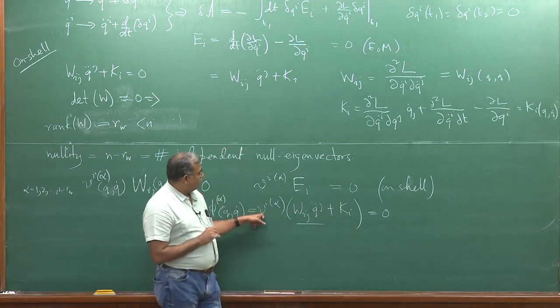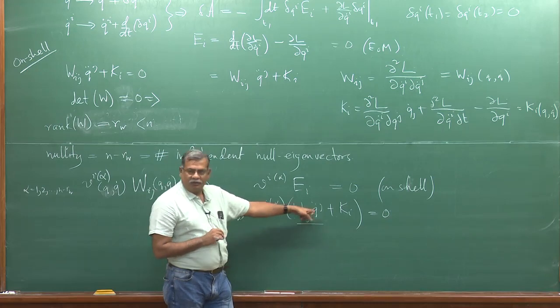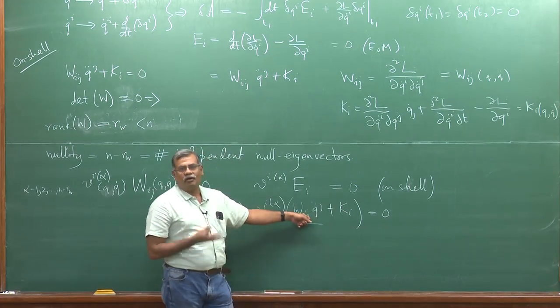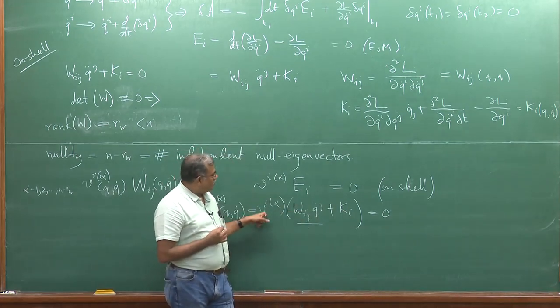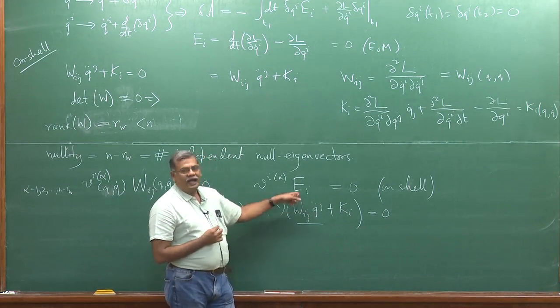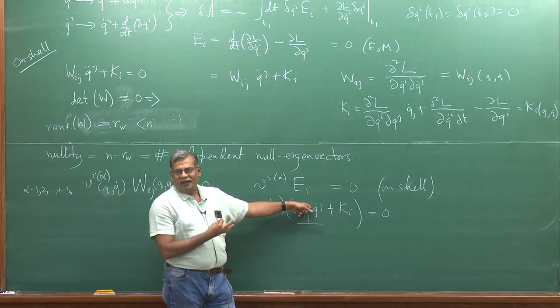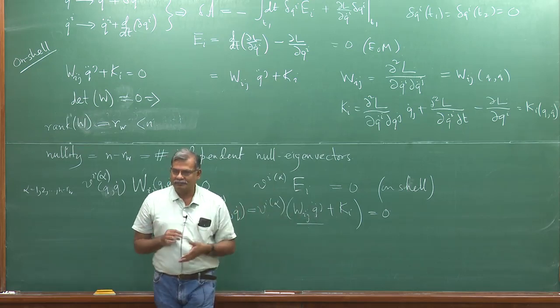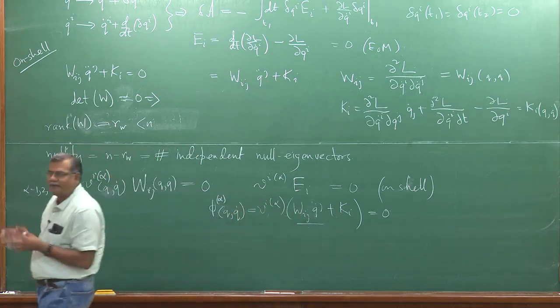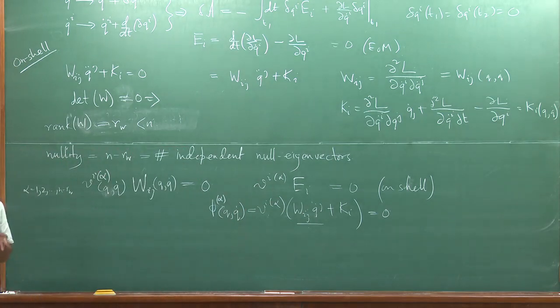So when you contract v^i_alpha with this whole thing, the whole thing is E_i, and E_i is 0 on the shell. But when you contract v^i with that, v^i W_ij is 0, right? Those are what the v^i's are. They are the null eigenvectors of W. The fact that W has null eigenvectors is a consequence of this determinant being 0, right?